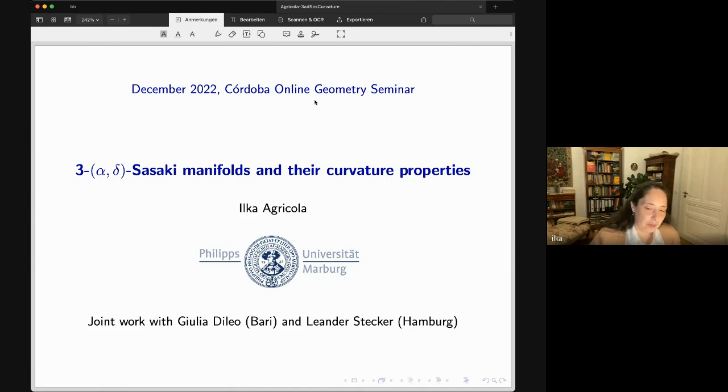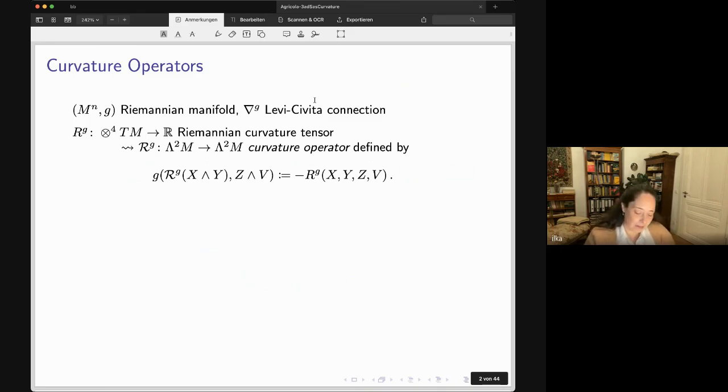which I wrote with Giulia Dileo from Bari and my former PhD student, Leander Stecker, who is now a postdoc in Hamburg. Right? And the latest preprint on the arXiv is not that old yet. Okay, so let's get a start by looking at curvature operators.